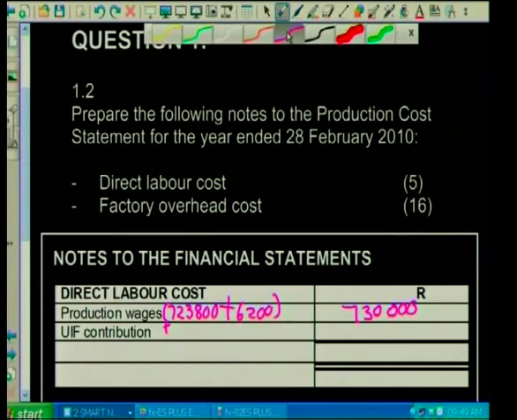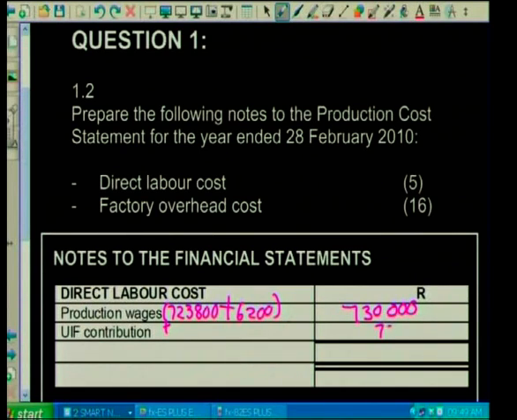So let's enter that. Our UIF, our additional expense, is the UIF 7,300. Okay, and all we've got to do now, guys, is add up. So 730,000 plus 7,300 should give me my direct labor cost, an amount of 737,300. Okay, done with the second question. Right, guys, let's take a quick break. You guys go for a walk, get some fresh air, and when you come back, we will carry on with the factory overheads and then complete our production cost statement. We'll be back soon.